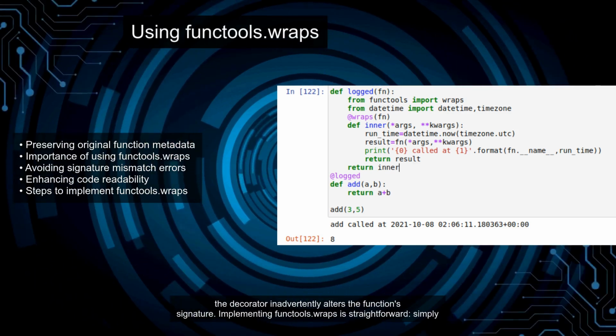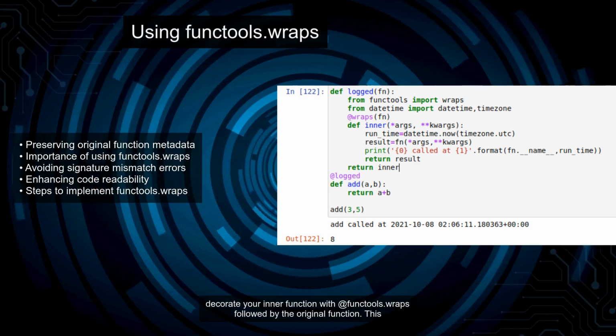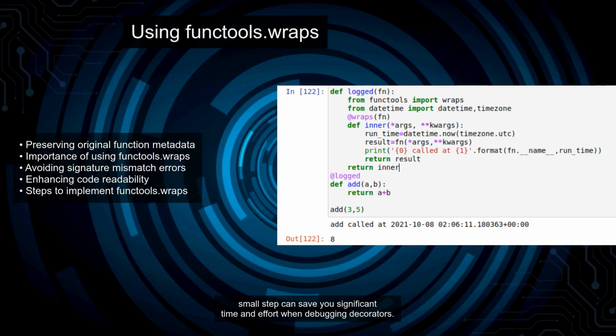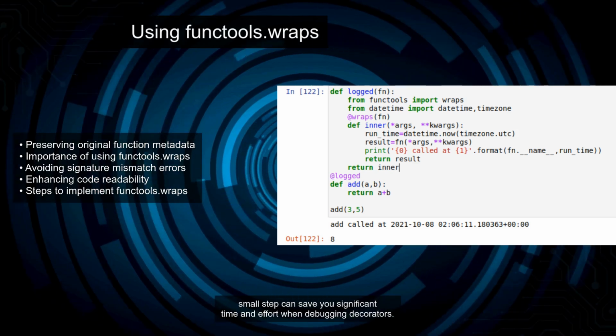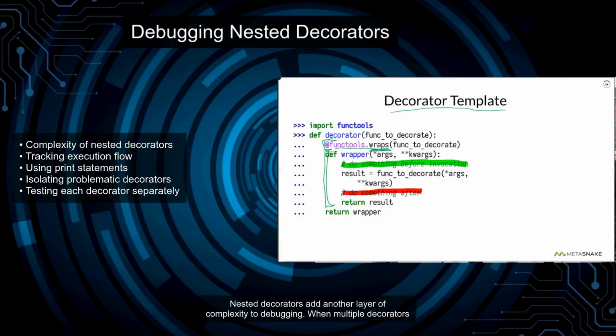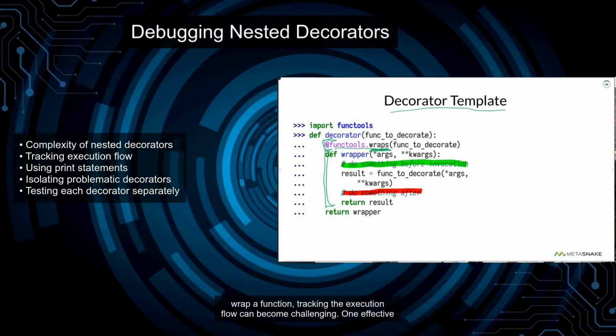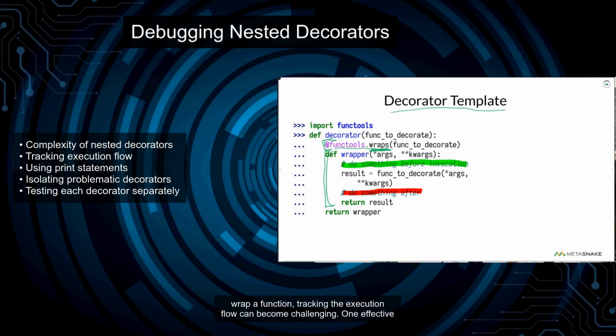Implementing functools.wraps is straightforward. Simply decorate your inner function with functools.wraps followed by the original function. This small step can save you significant time and effort when debugging decorators. Nested decorators add another layer of complexity to debugging.